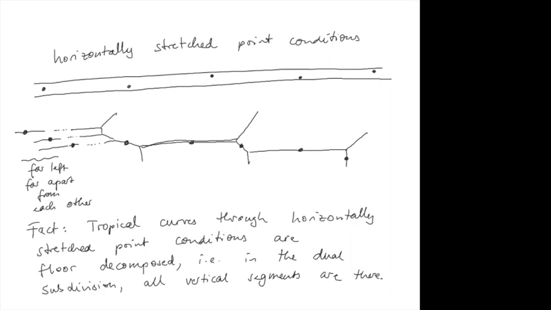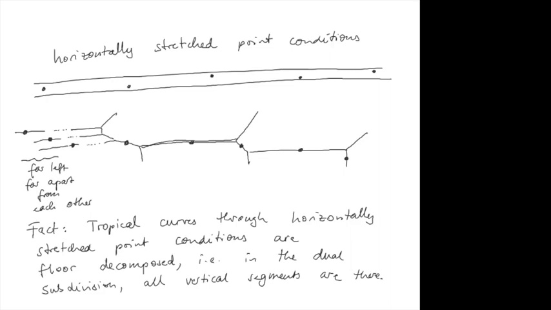So what do we gain from having such floor decomposed tropical curves? What we gain is that we can sort of distill the combinatorial essence of the tropical curve count by doing the following.